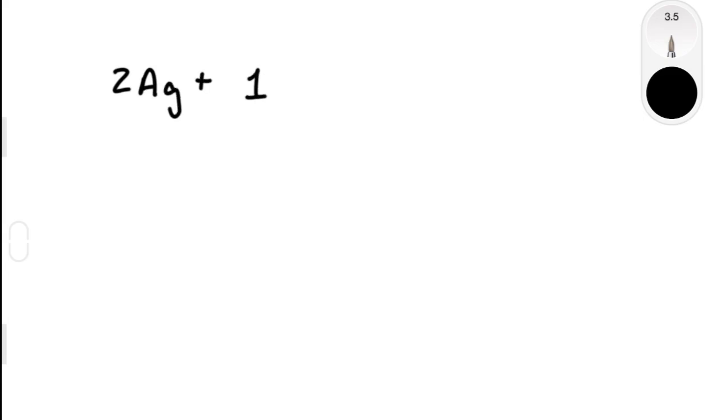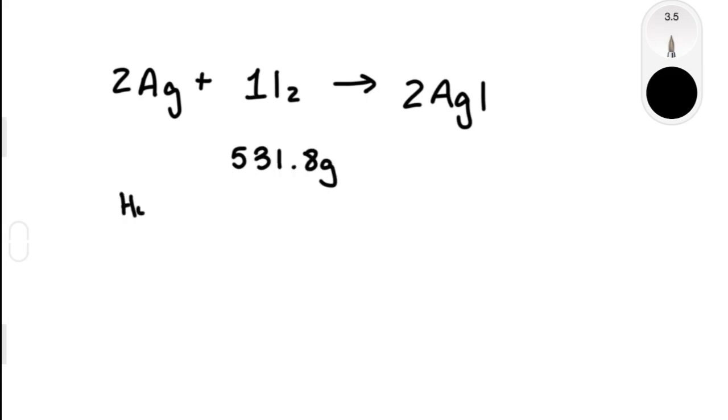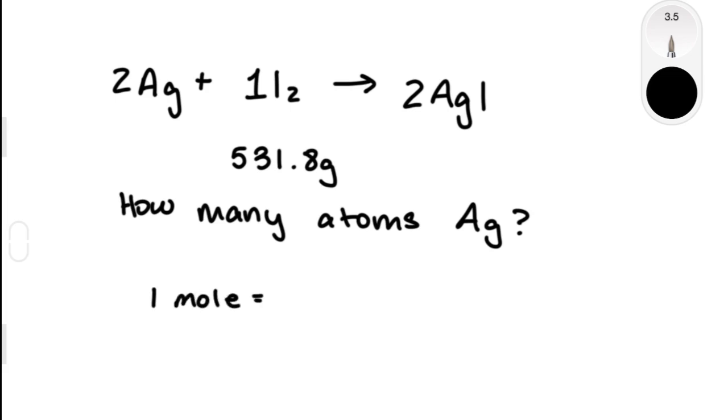Now try it on your own. How many atoms of Ag are needed to react completely with 531.8 grams of I2? Remember to convert moles to atoms by using Avogadro's number, 6.022 times 10 to the power of 23.